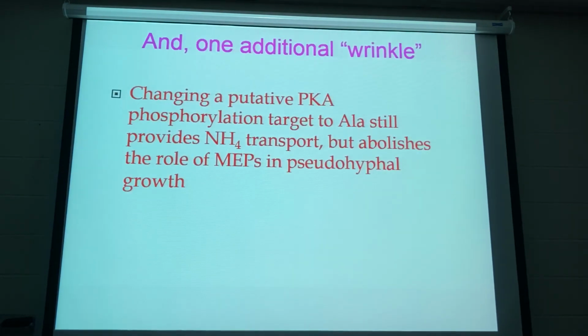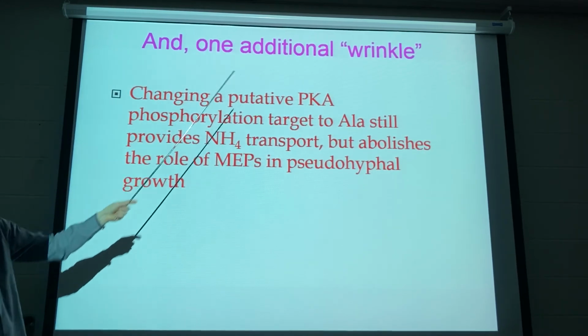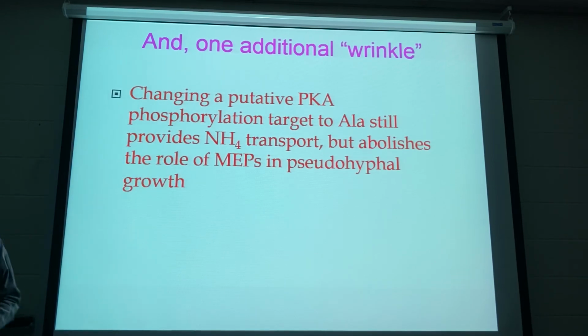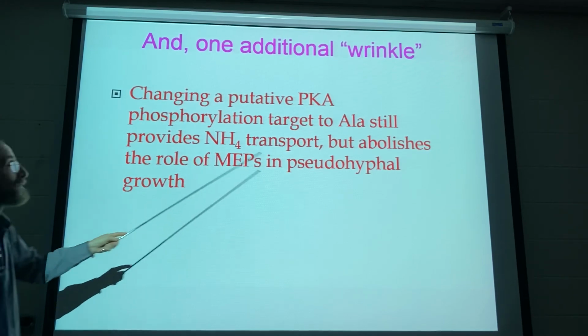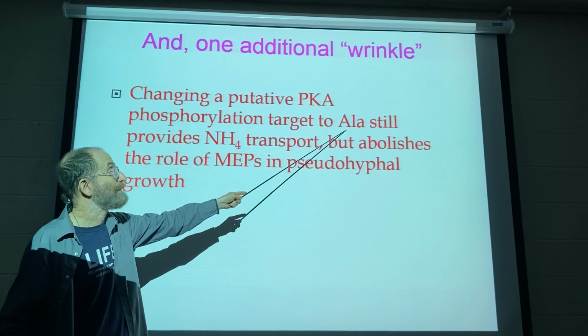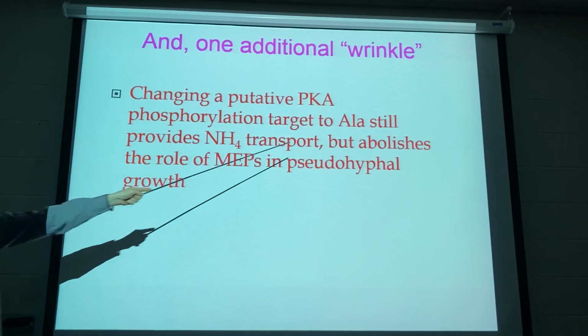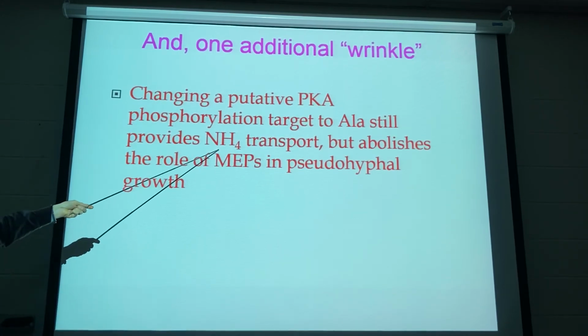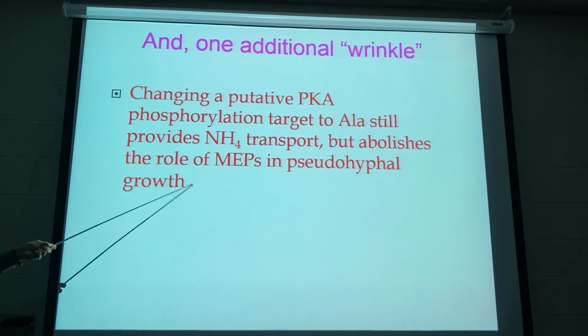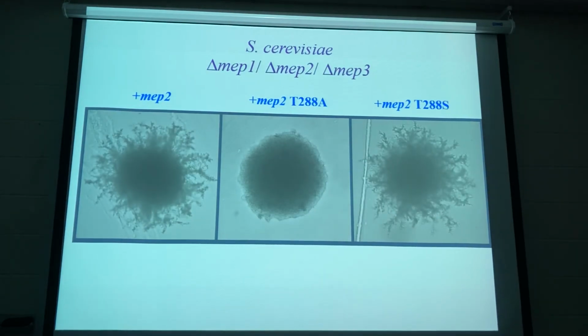Next slide. Well, it turns out that if you change that putative PKA site to a site that no longer can be phosphorylated, and the way that you do that is you change the serine or threonine to an alanine, that amino acid cannot be phosphorylated, and then the question is, how does that affect the function of the protein? Well, it turns out that making that single amino acid change allows for ammonium transport, but abolishes pseudohyphal growth. And we'll see that on the next slide. So, this is the yeast triple mutant again.